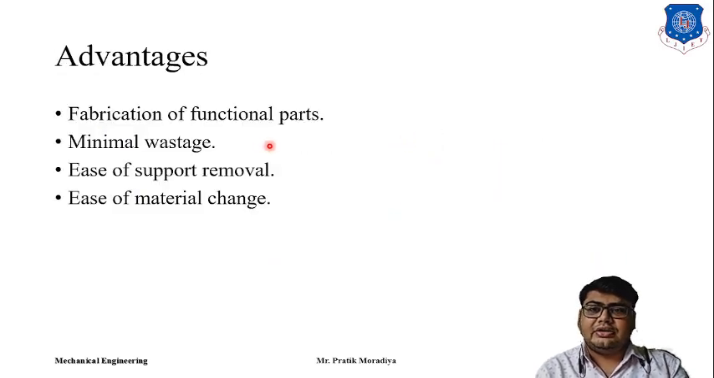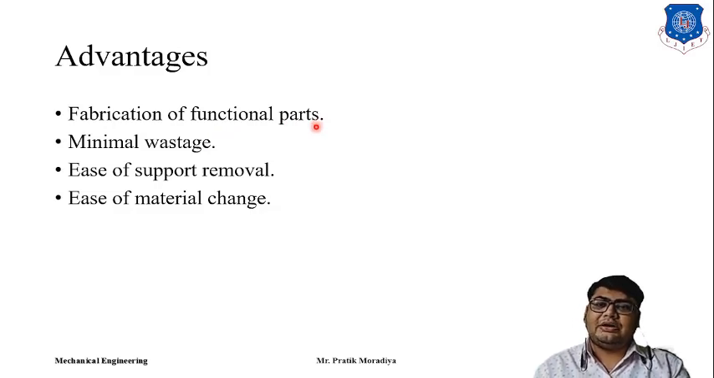Now, what are the different advantages of FDM? So we can produce functional parts with FDM of polymers or plastics, which is an advantage. We can produce parts of the same quality as we can produce with injection molding or other plastic forming techniques. So this is an advantage. We will not have the same strength, but we can achieve up to 80% strength. The wastage of material is minimal. The support can be easily removed.